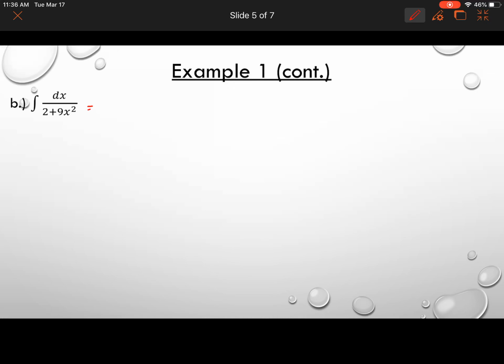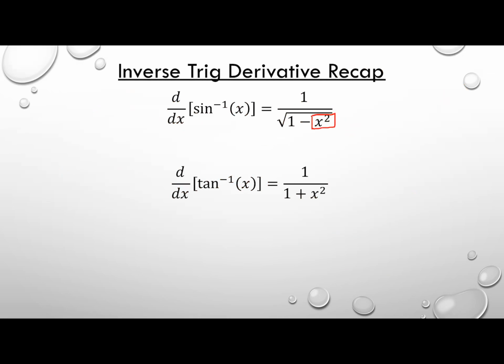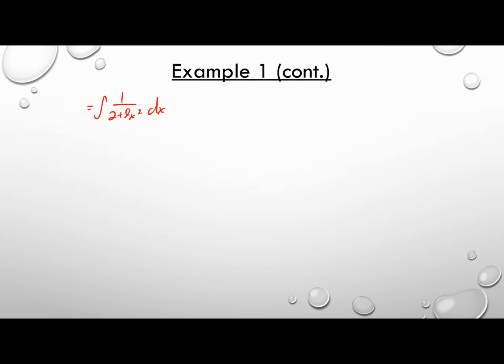So once again, let's start off by just rewriting this as the integral of 1 over 2 plus 9x squared dx. So how do we know this is an inverse tangent? Well, just like we knew the previous problem was an inverse sine because it was 1 over the square root of 4 minus x squared, we know this is an inverse tangent because we have 1 over 2 plus 9x squared. And if we look at the derivative of inverse tangent, it's 1 over 1 plus x squared, all right? So whenever you have 1 over a quantity plus x squared, that's a pretty good giveaway that it should be inverse tangent, all right?